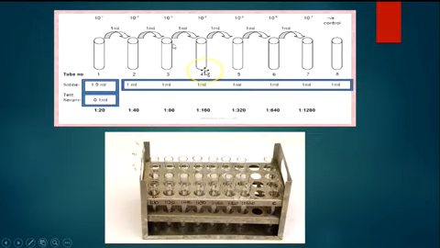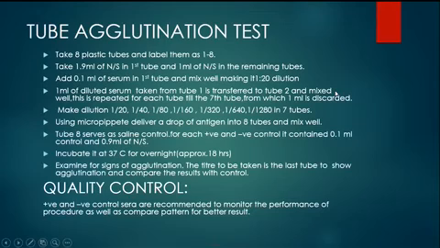In this way we're going to repeat the steps till the 7th tube, and you can see the dilutions as well. Taking out 1 ml of sample from the 7th tube, we're not going to transfer it into the 8th tube, rather we are going to discard it, because our 8th tube is the control.